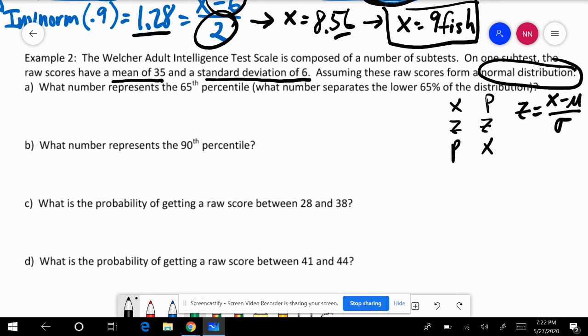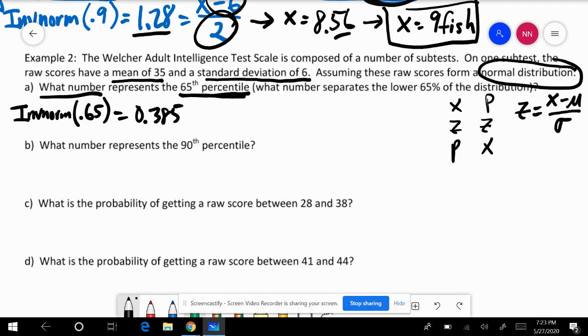Now, it says what number represents the 75th percentile. Notice it says what number. We're trying to find an x value. They give us a percentile. So we know we're going to be starting with our percentile, which is 0.65. So we're going to go inverse norm of 0.65, and that's going to give us a z value. So we take out our calculator, we do inverse norm of 0.65, and that gives us 0.385.